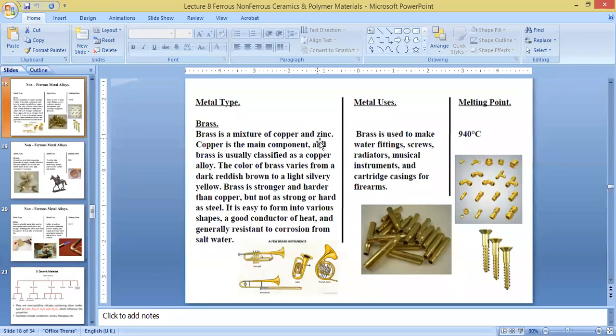Zinc is a material that has a high resistance to corrosion. Melting point is 940.